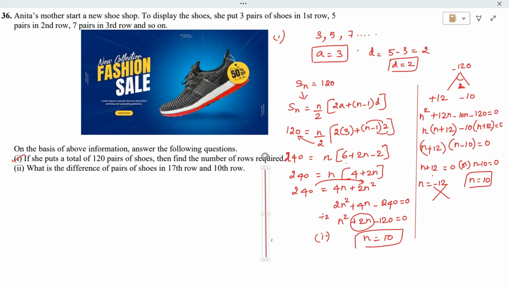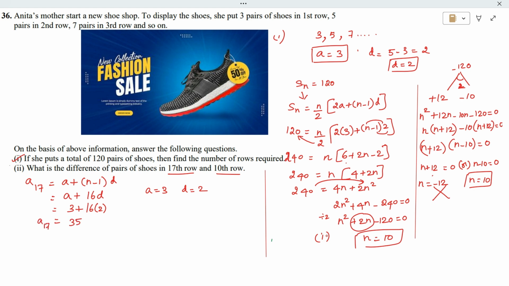Now come to the second question. What is the difference of pairs of shoes in the 17th row and the 10th row? So 17th row means A17. Okay, that is a plus (n minus 1) d is the formula. So it is a plus 17 minus 1, that is 16d. So we have a is 3 and d as 2, right? So substitute here. So you will get 3 plus 16 times 2, that is 35, right?